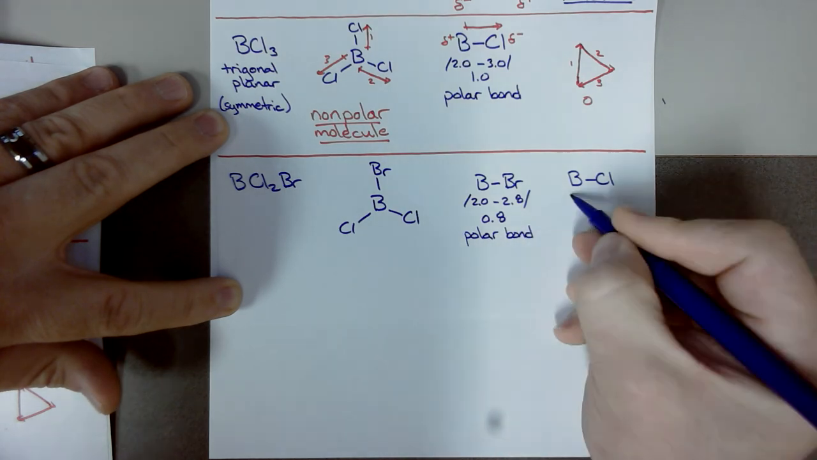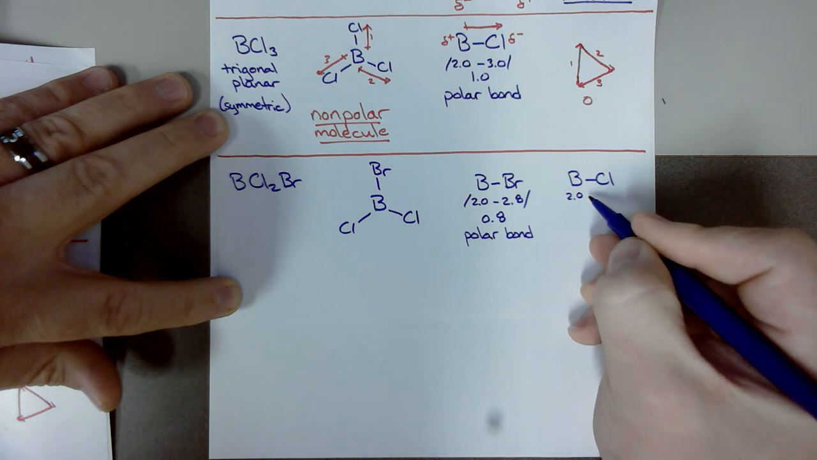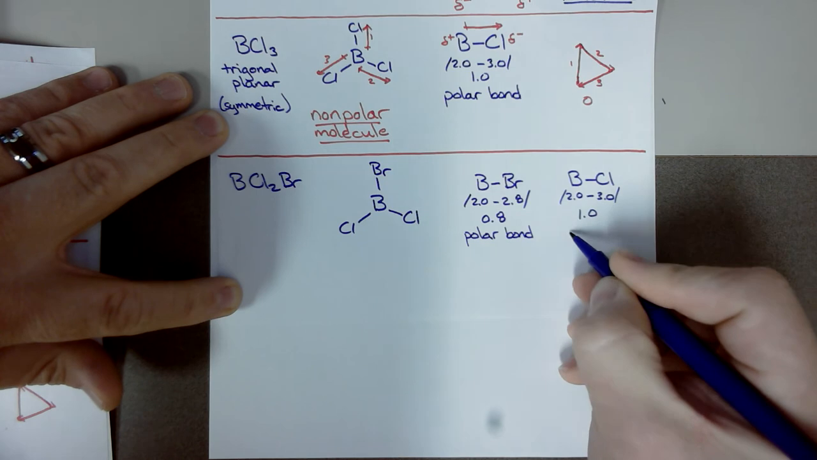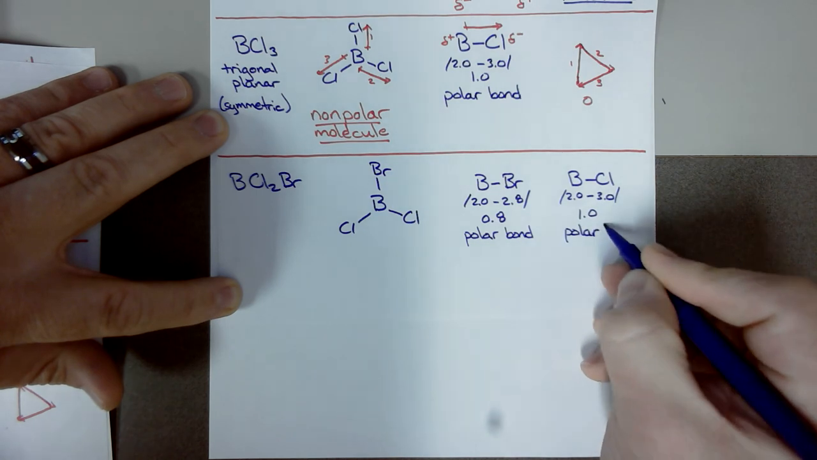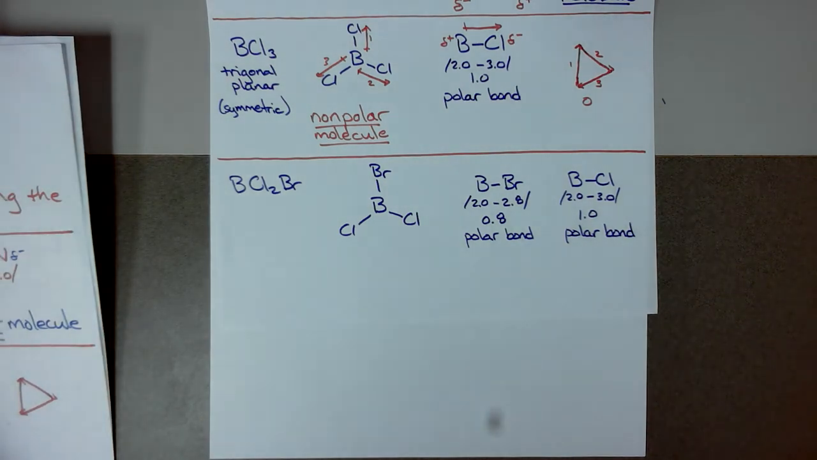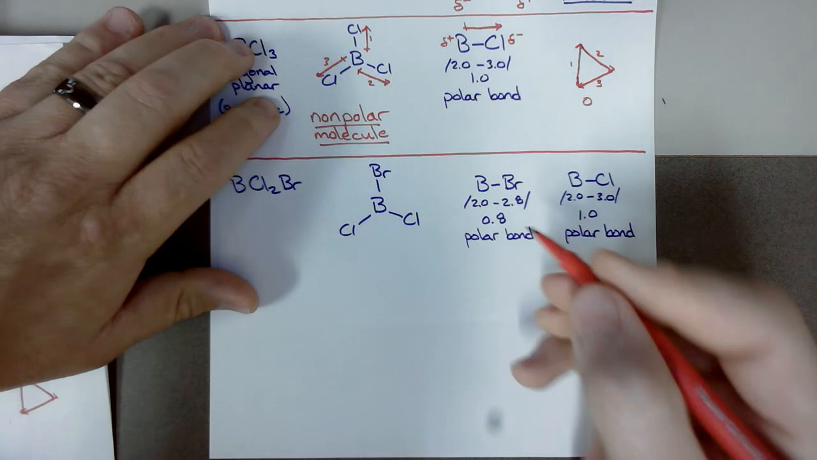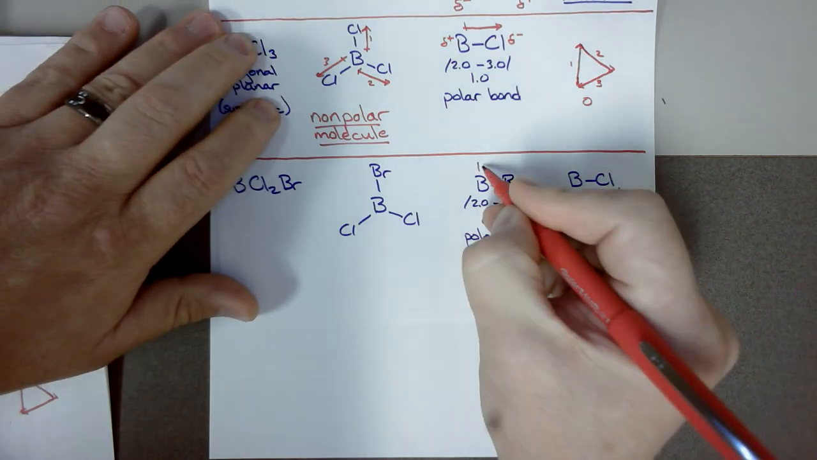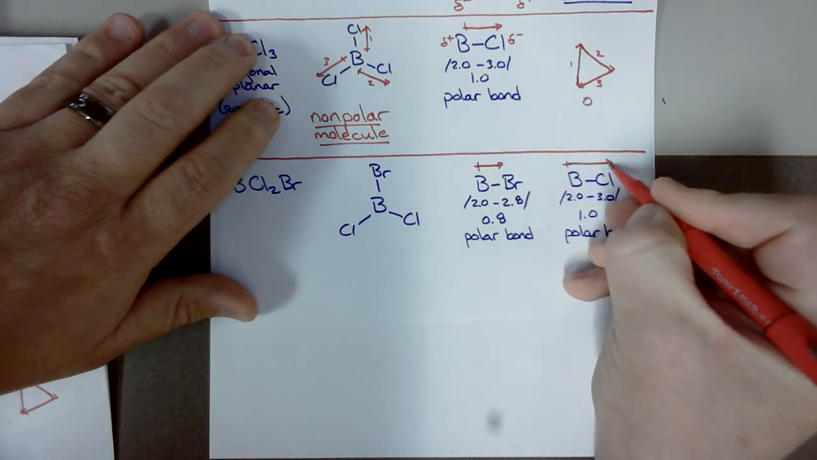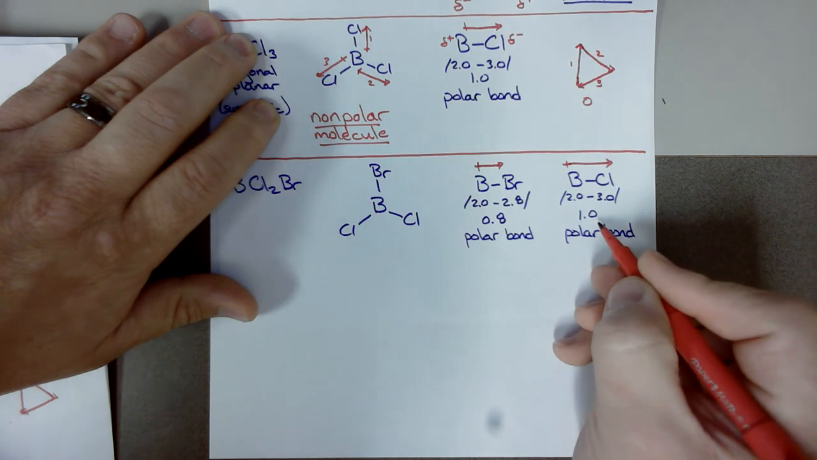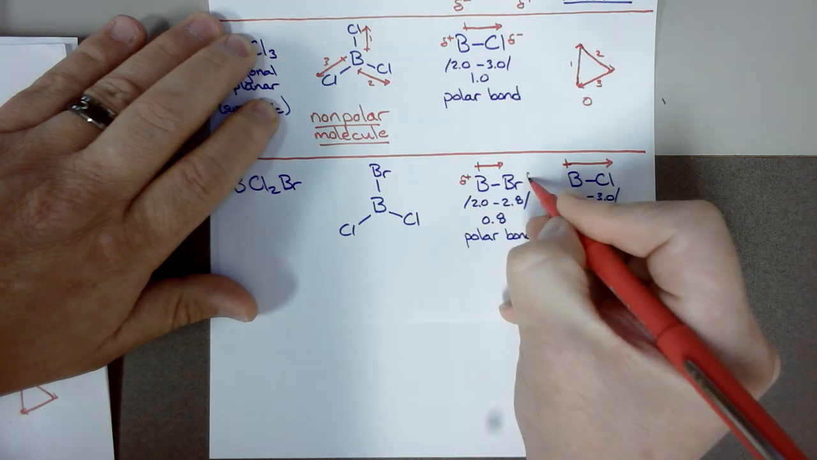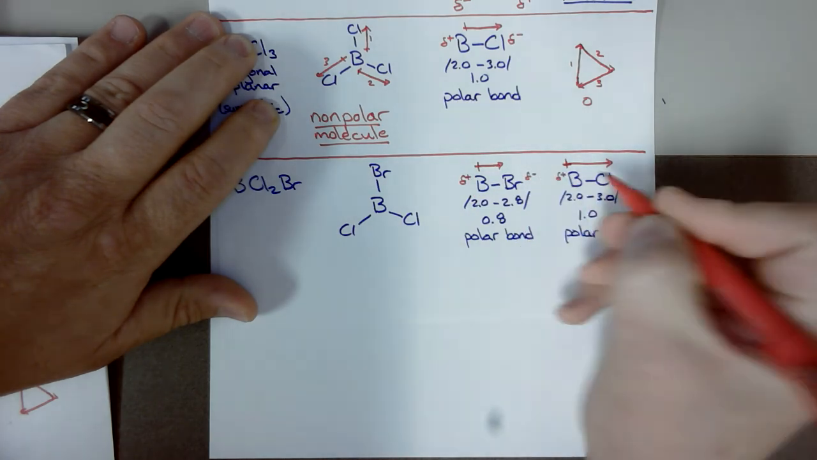And then this one has 2.0, and chlorine is 3.0. So this is 1.0. This is a polar bond. Okay, so we have polar bonds. And if we look at this, the vector would go in this direction, and then these would have vectors a little bit longer than this one because it's more polar. And again, this is a partial positive, partial negative, partial positive, partial negative.